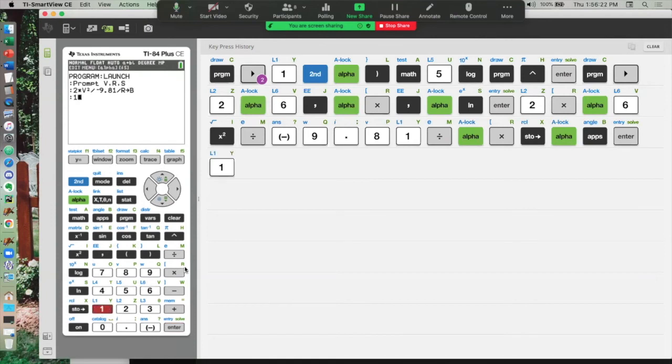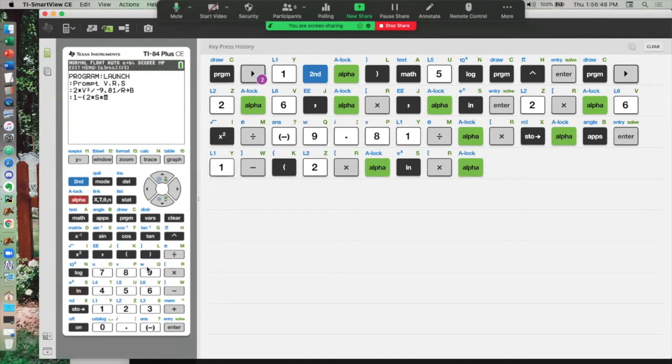1 minus. Now I'm going to use a parenthesis. I'm going to put this whole next thing in a parenthesis. Yeah, this would be a good time to use it. Right? 2 times S. Where's S? Oh yeah, right after the R. I should have made a program for the times V. For the first one? No, for squared. Okay, this is going to bother you.